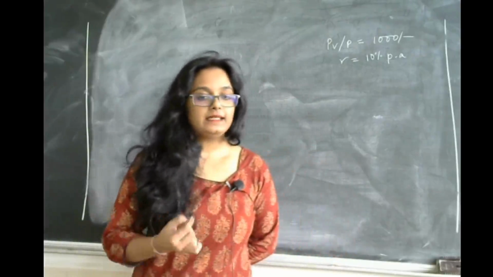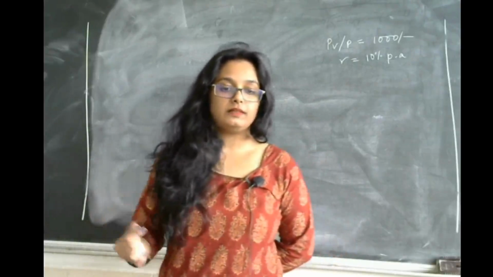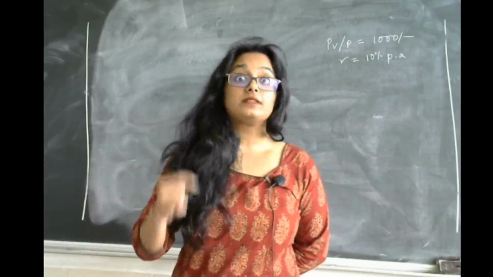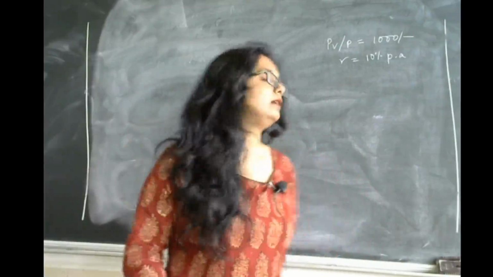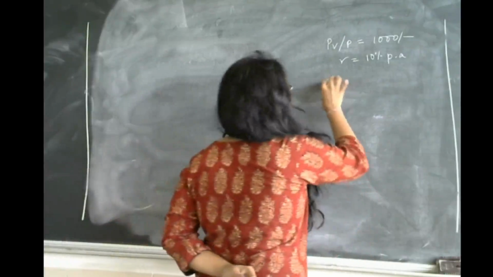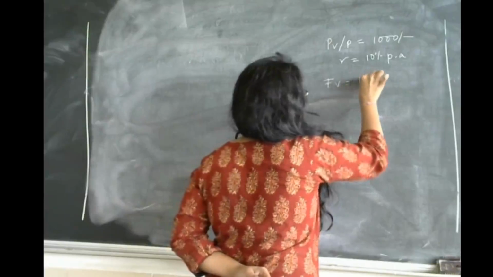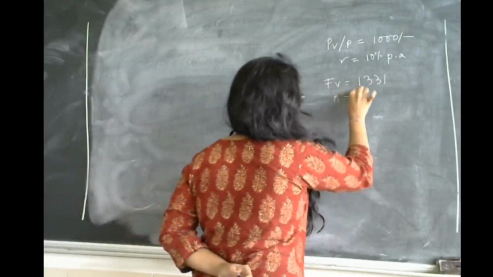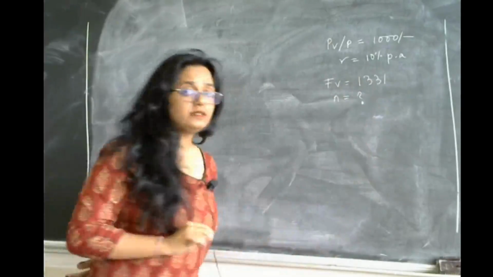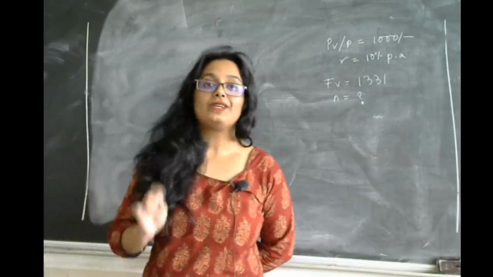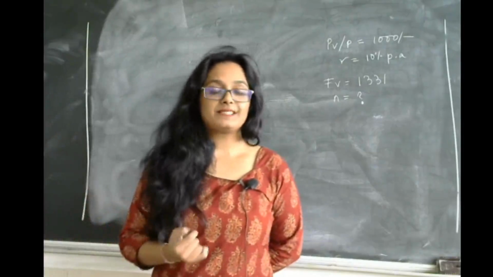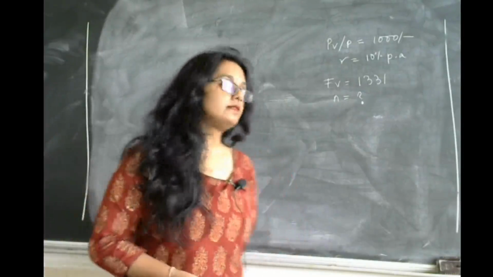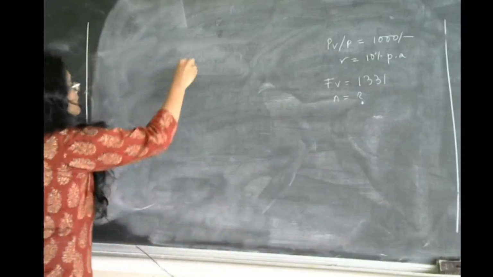Okay, and he received 1331 after a certain period of time. So they have given us the future value as well. So the future value is 1331. They have asked us to find out n, right? They have asked us to find out n. So now I have explained you all the future value formulae, right? So let us write down that formulae.